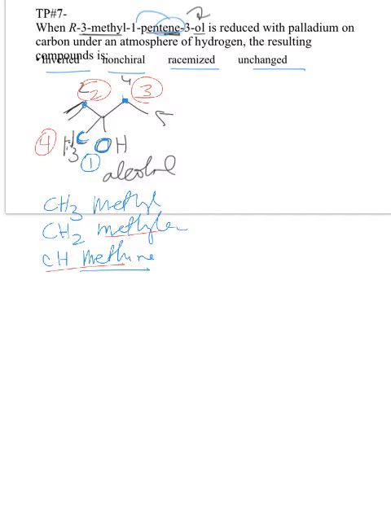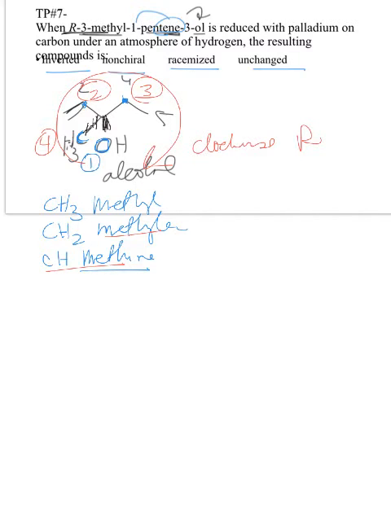So if the 4 is in the back, we haven't drawn in our wedges or dash, but the 4 is in the back, your lowest priority, and this is rotating clockwise. Clockwise is R. So we want the R and we want the methyl in the back. So then we can just go ahead and draw your dashes and your wedges. And so the question, you have to draw the structure with its stereochemistry because it's giving you stereochemistry with the R.